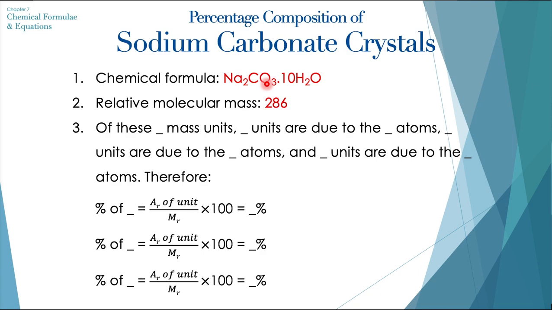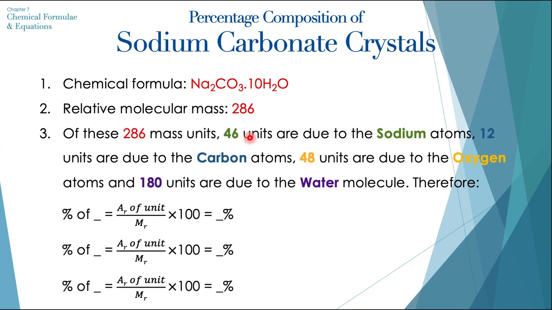So, I'm going to write it down for you. Here we are again with some colorful stuff now. Of these 286 mass units, 46 units are due to the sodium atoms, okay? Correct yourself if you're wrong at the moment. 46 units are due to the sodium atoms, 12 units are due to the carbon atoms, 48 units are due to the oxygen atoms, and 180 units are due to the water molecules, okay? When we add all these units together, we get 286.